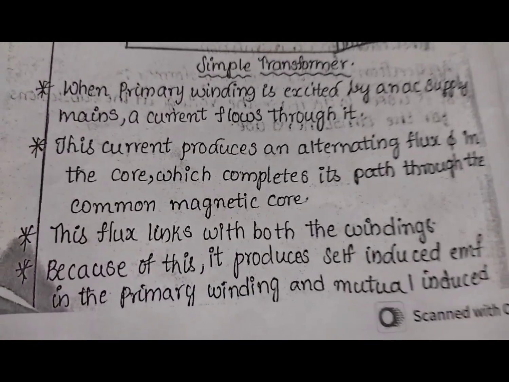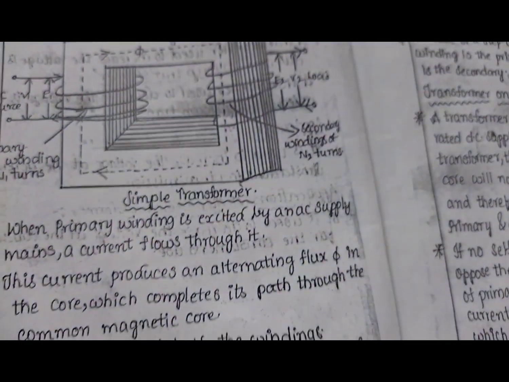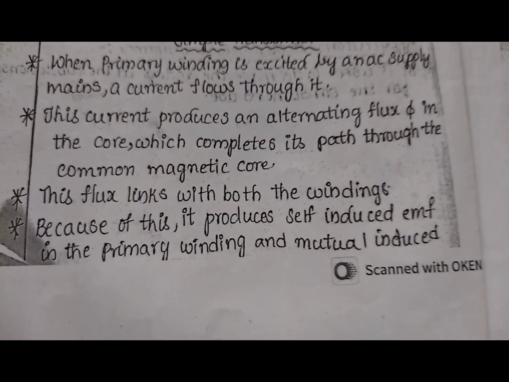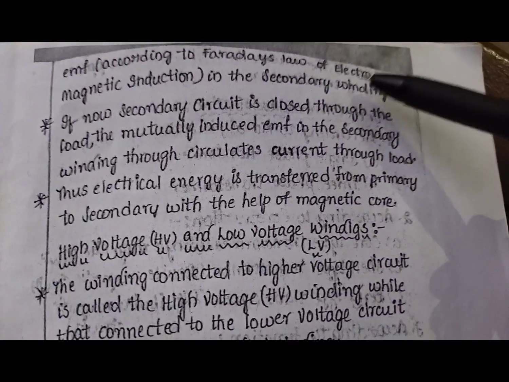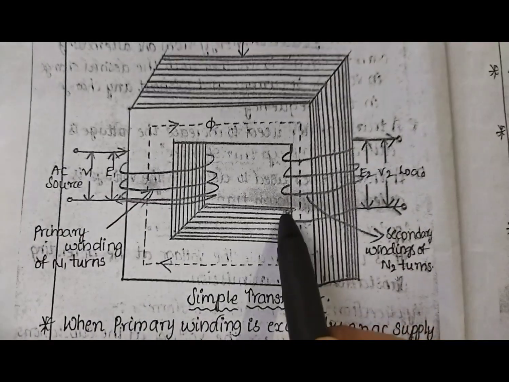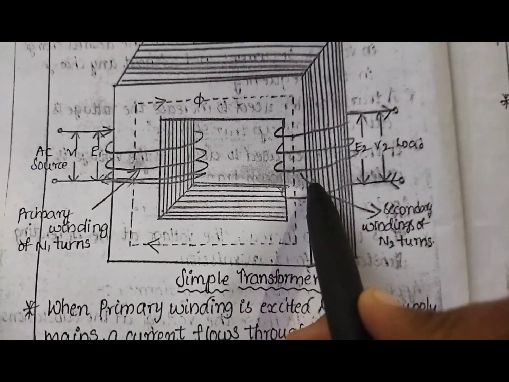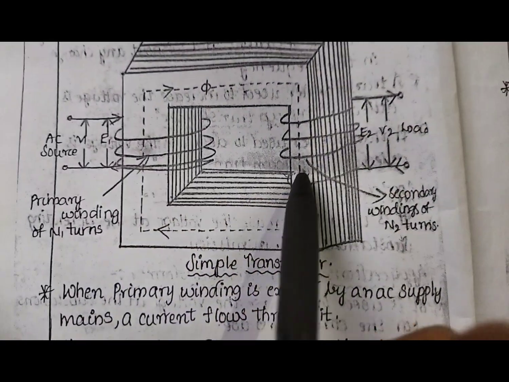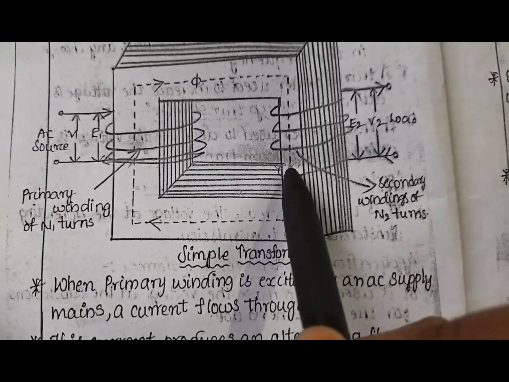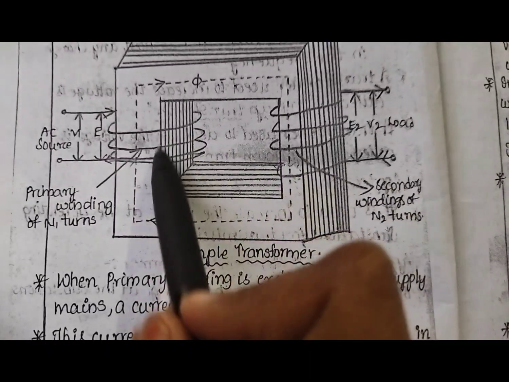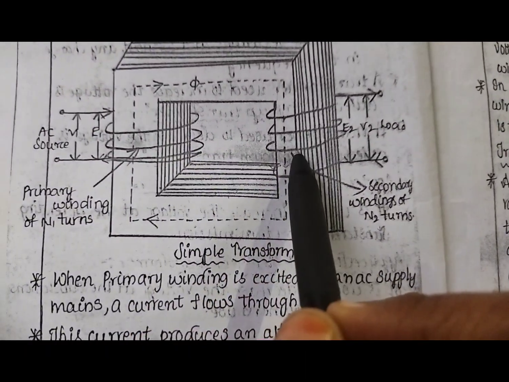This flux links with both windings, the primary winding and the secondary winding. Because of it, it produces self-induced EMF. According to Faraday's law of electromagnetic induction, if the secondary winding is closed through the load, the mutually induced EMF in the secondary winding circulates current through the load. Thus, electrical energy is transferred from primary to secondary with the help of the magnetic core.